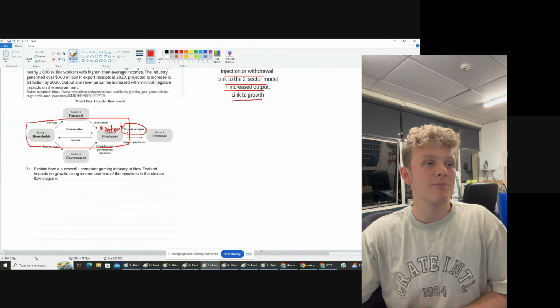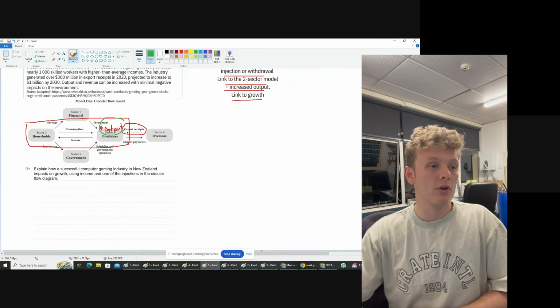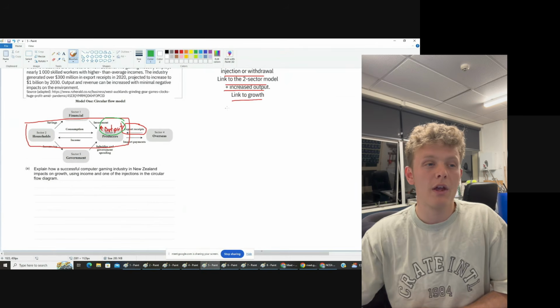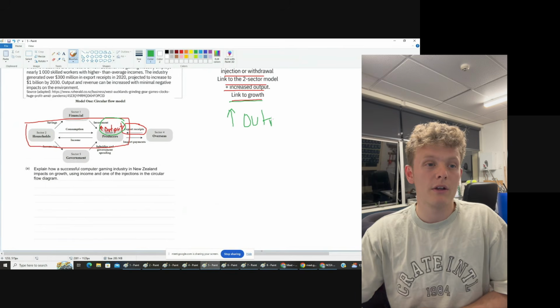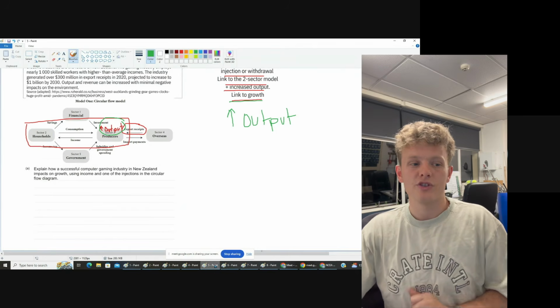Any of those things, but specifically, I'm going to put it in green right here. Output rising is good. You need to link to growth, which is increase in output here. You need to have increase in output. That's what's important here. Let's go to the next question.